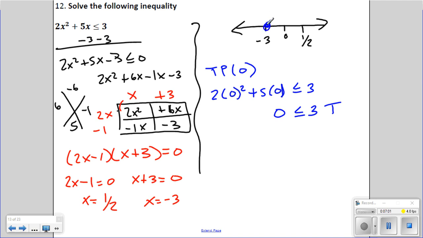We need closed dots on our roots because there's an equal bar. And then connect the dots, please. No arrows. There are no arrows when it's in between. Just simply draw a bar that connects the dots and make it very clear where the shading is. And then write the solution in the following manner: negative 3 less than or equal to x less than or equal to 1/2.